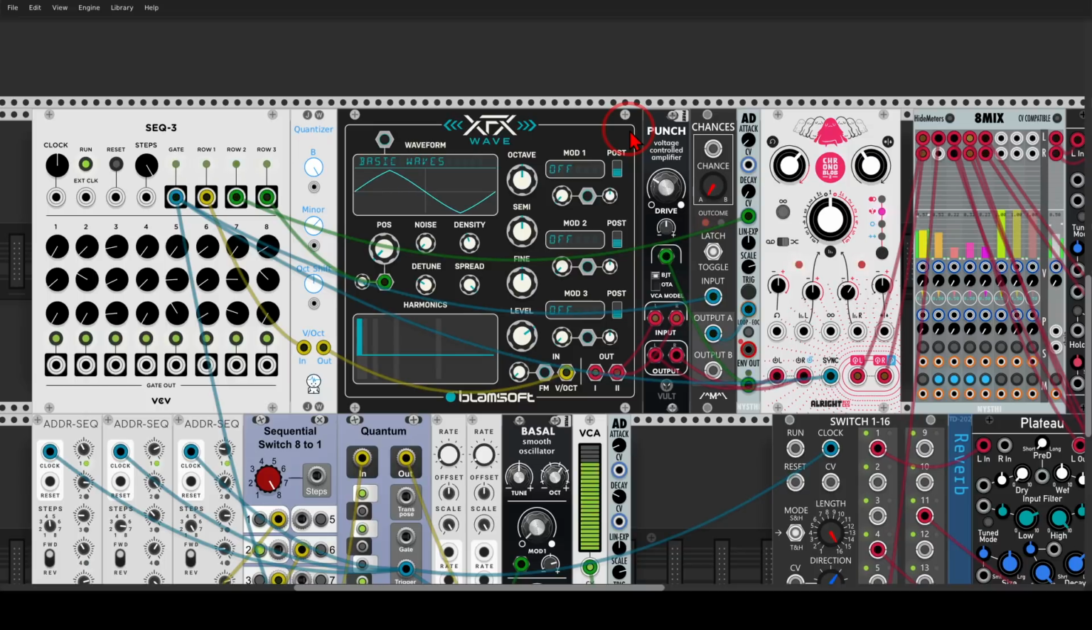And to add some variation to this 8-step sequence, we can add probability to this, again by changing the probability control. So I will take it to about 2 or 3 o'clock, something like this. So now there's movement, there's variation. And that's only an 8-step sequence playing.